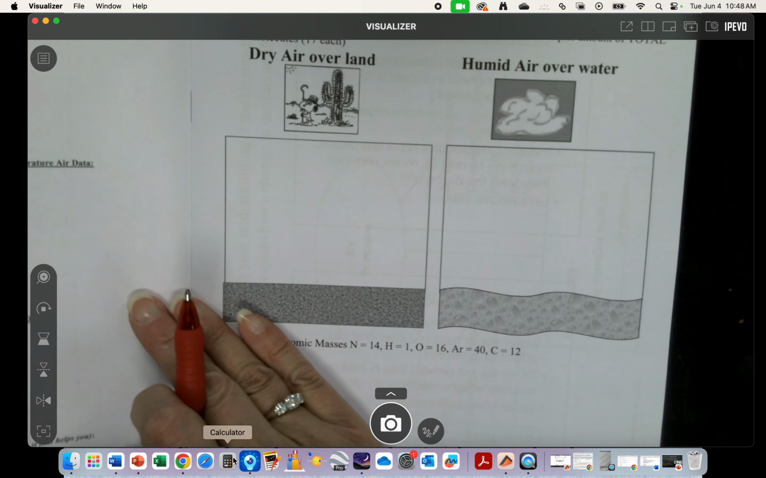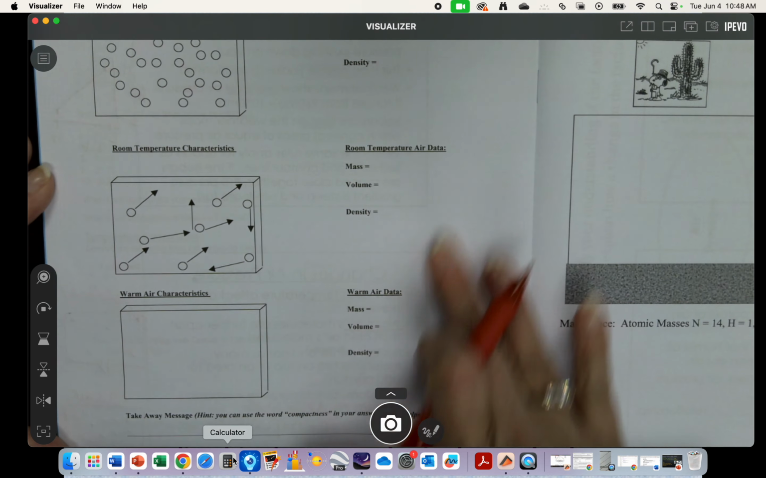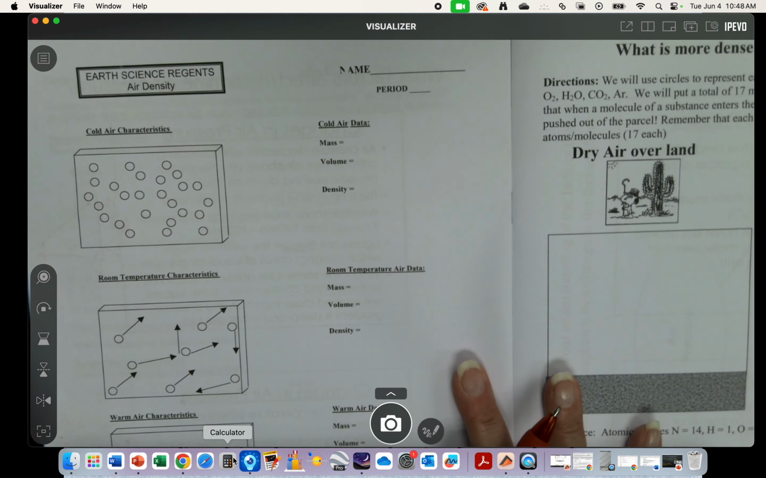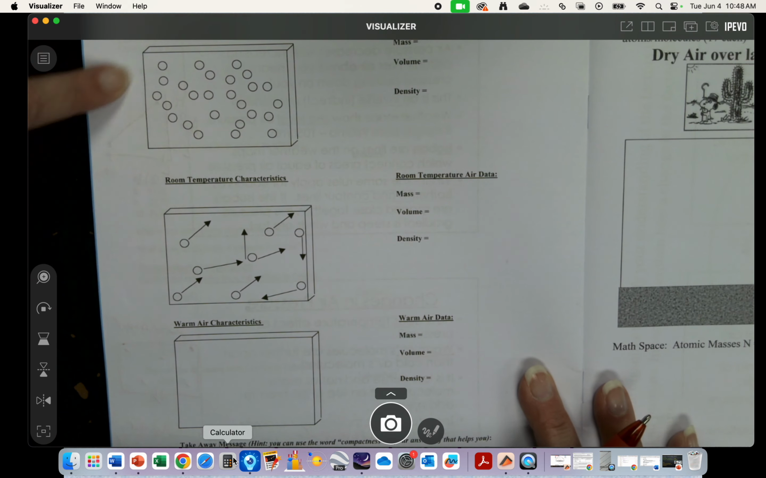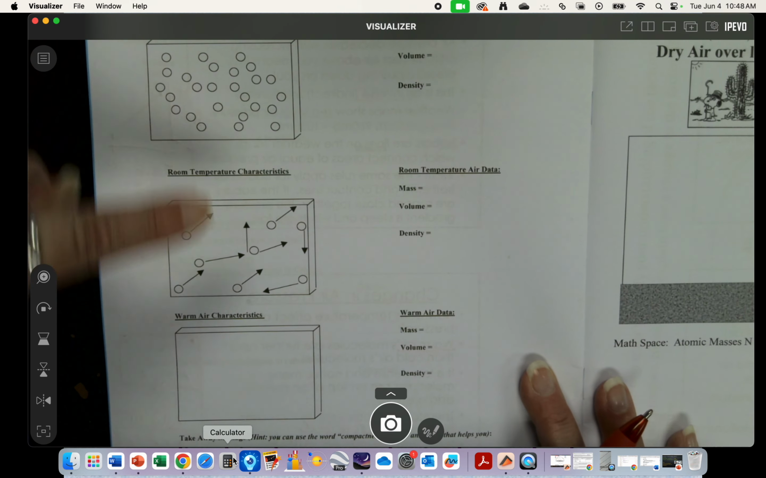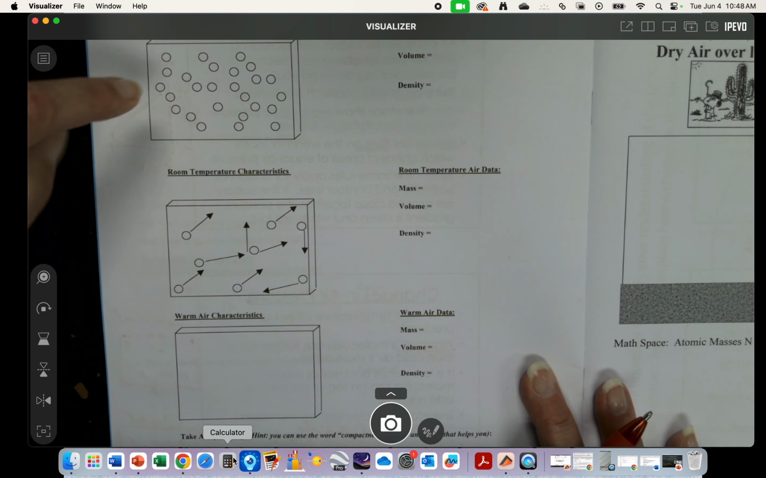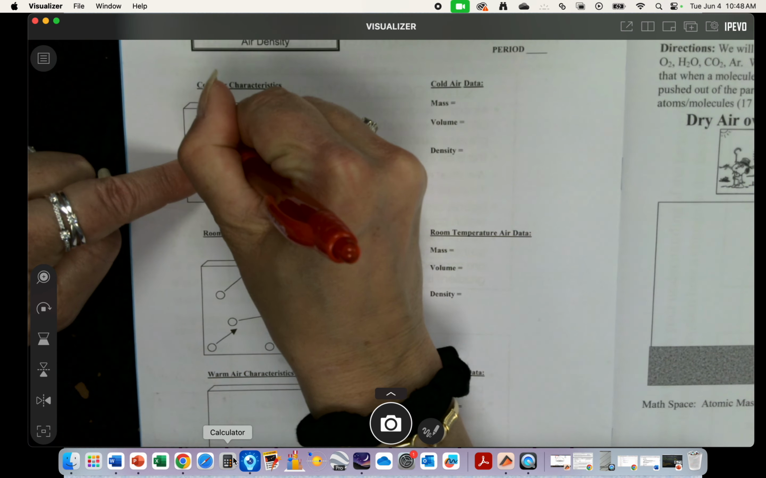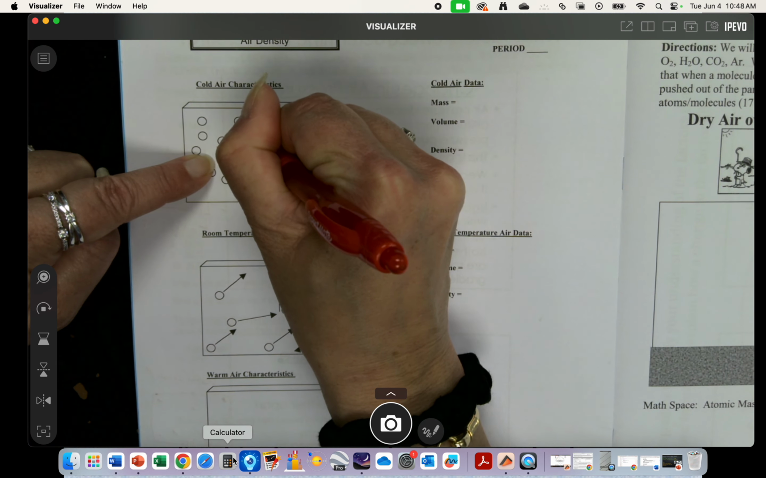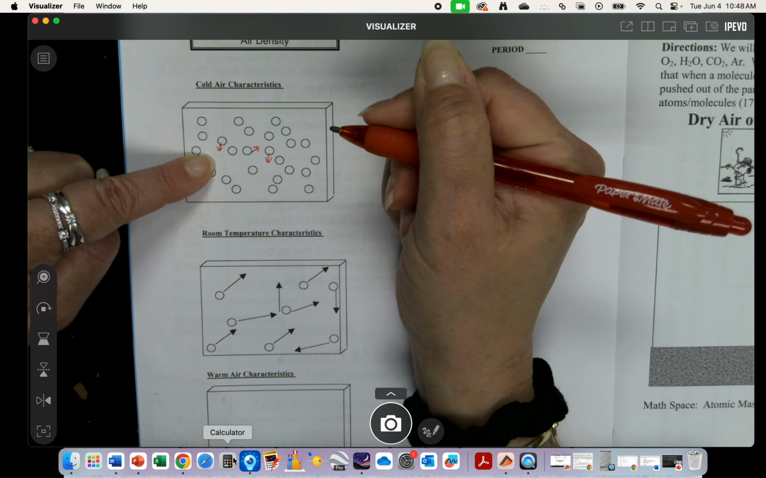All right, so here is the information about cold air and room temperature air and warm air. We have a certain volume of air, the same volume in all three places, right? Here, the air molecules are very, very close together. Why are they so close together? Because they're not moving as much. They have less thermal energy.